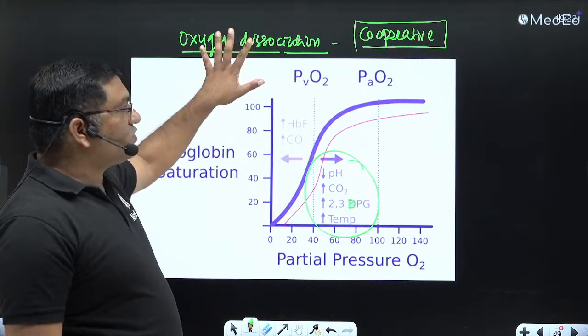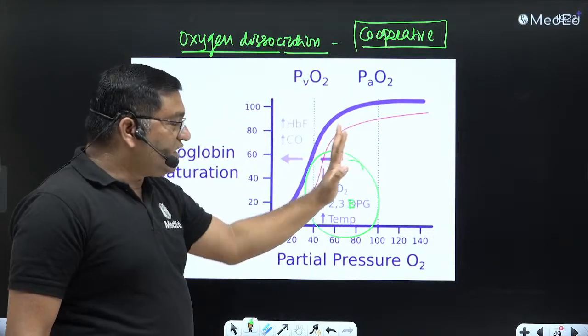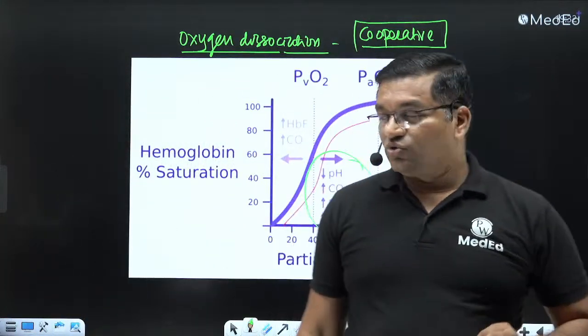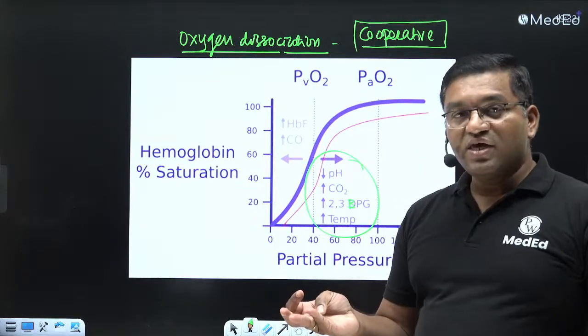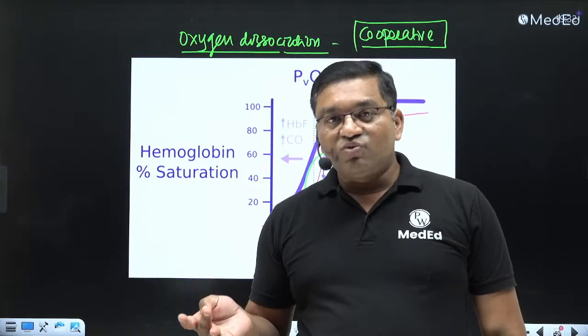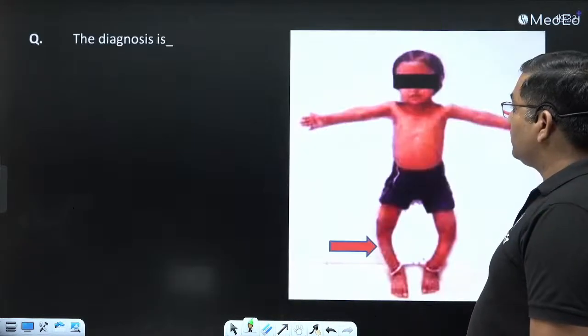So remember this oxygen dissociation curve: cooperative binding, sigmoidal shape, and when it shifts to the right. So 2,3 BPG is important for shifting the curve to the right in case of anemia, in case of high altitude, in case of chronic obstructive pulmonary disease. It is important.